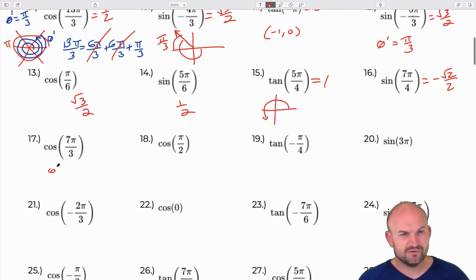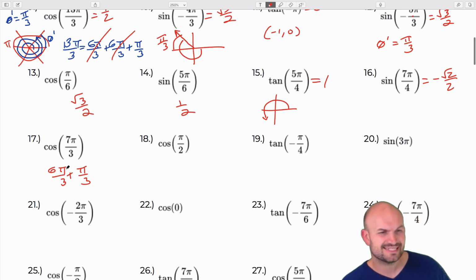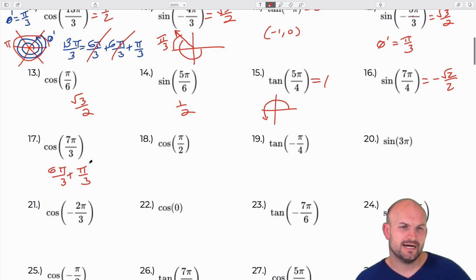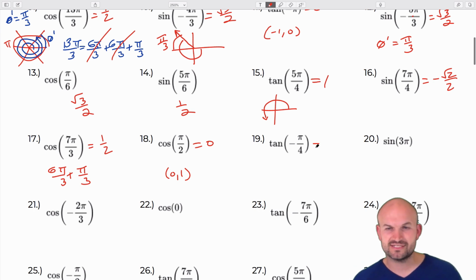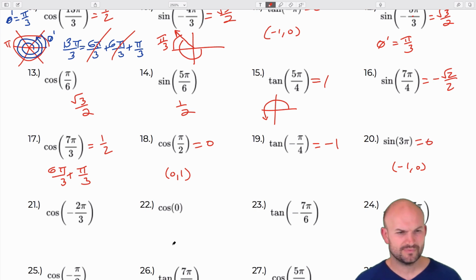7 pi over 3 can be rewritten as 6 pi over 3 plus pi over 3. So basically I'm just figuring out what is the cosine of pi over 3. And again, that's going to equal 1/2. Cosine of pi halves, again, that coordinate point is 0, 1. So the cosine is 0. Tangent of negative pi over 4, again, tangent of pi over 4 is 1, but since that's in the fourth quadrant, that's going to be a negative 1. Sine of 3 pi, so here's pi, 2 pi, 3 pi. So that's going to be at the coordinate point negative 1, 0, so that sine value is 0.